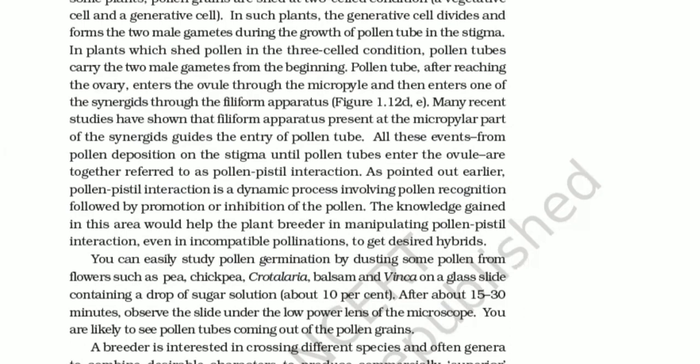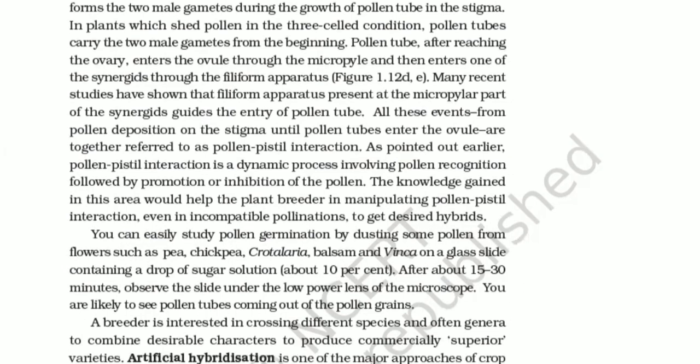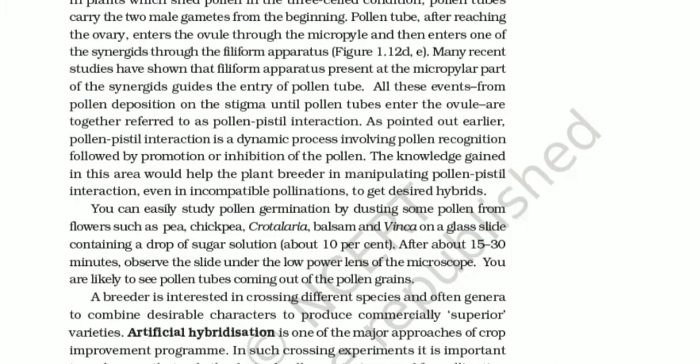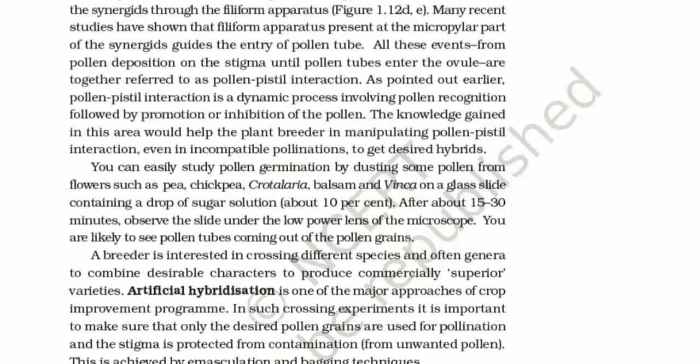The pollen tube, after reaching the ovary, enters the ovule through the micropyle and then enters one of the synergids through the filiform apparatus, as shown in figure 1.12d-e. Many recent studies have shown that the filiform apparatus present at the micropylar part of the synergids guides the entry of the pollen tube. All these events from pollen deposition on the stigma until pollen tubes enter the ovule are together referred to as pollen-pistil interactions.